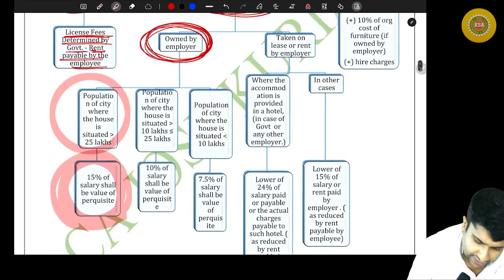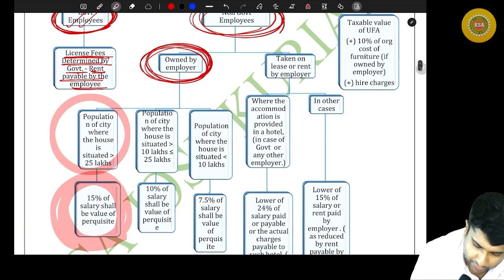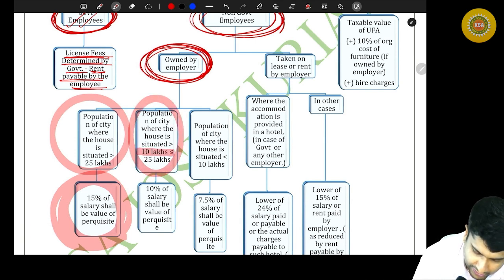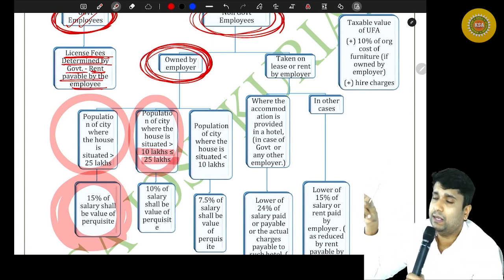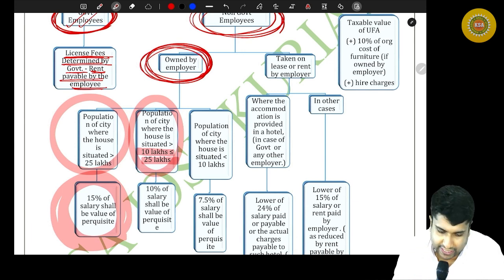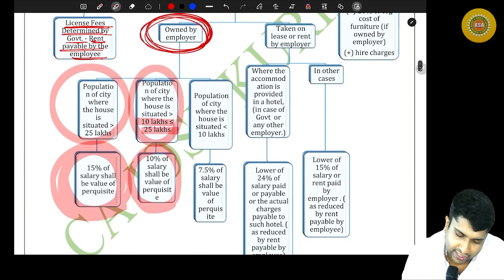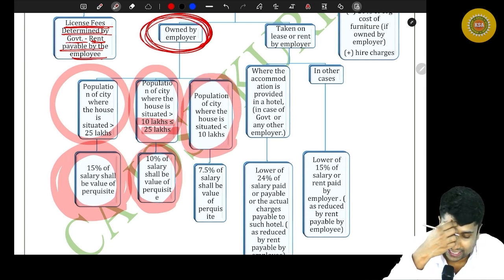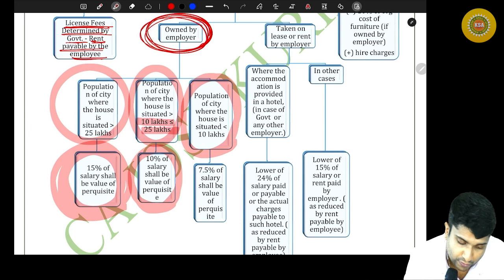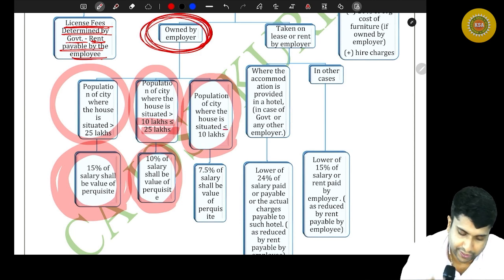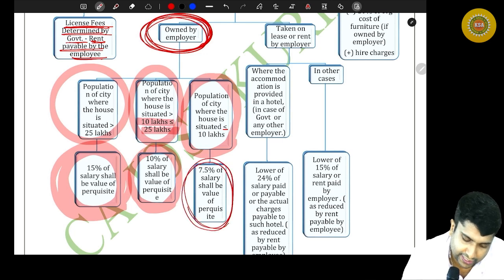Great. Now, listen. What is point number 2? If the population of the city where the house is situated is more than 10 but less than or equal to 25 lakhs, then how do you value? 10% of the salary. What if the population of the city where the house is situated is less than or equal to 10 lakhs? Then how do you value? 7.5% of the salary shall be the taxable perquisite.